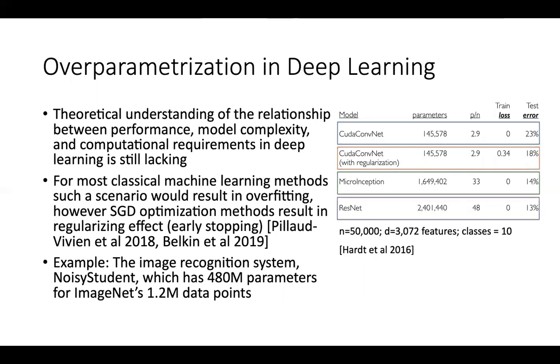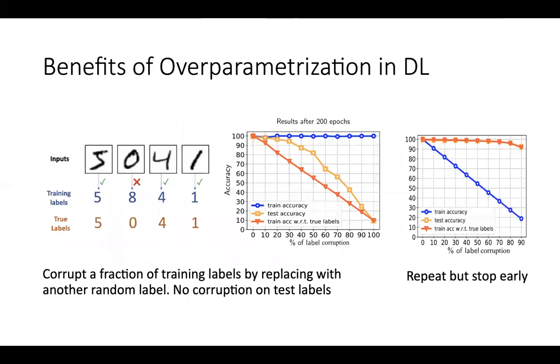Here is an example of some models and their number of parameters. The number of data points that we are dealing with is just 50,000, and performance is increasing. We are not incurring loss in terms of, let's say, overfitting. An extreme example is the noisy student model, which has 480 million parameters, while ImageNet only has 1.2 million data points.